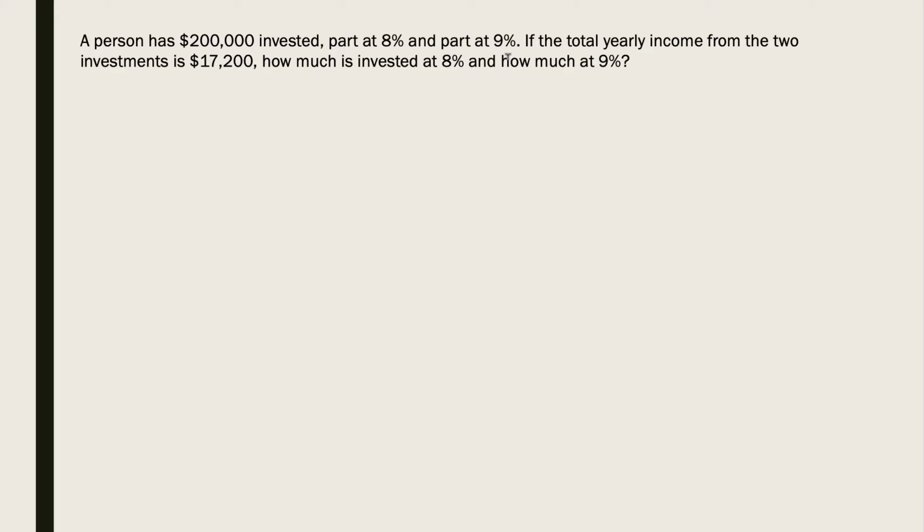In our next example, a person has $200,000 invested, part of it at 8% and part of it at 9%. If the total yearly income for the two investments is $17,200, how much is invested at 8% and how much is at 9%? So this is a very classic mixture problem. We have a quantity, right? We have money, and then we have rate. So we have percentages here.